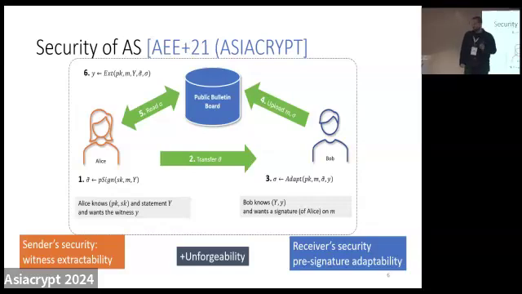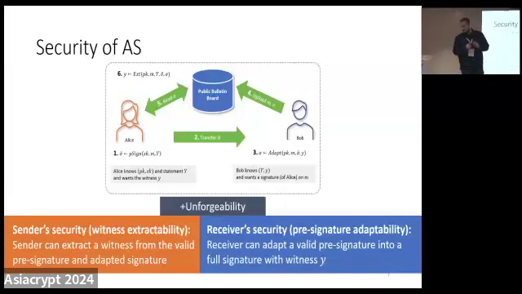So let's talk about the security of adapter signatures. Ariel and coauthors, at Asiacrypt 2021, formalized the security. We have the unforgeability, of course, of the underlying signature scheme. We have the sender security, which is also named witness extractability, and receiver security, which is named pre-signature adaptability. So what is witness extractability? In principle, what we want is that a sender that knows a valid pre-signature and a valid signature will always be able to extract the corresponding witness. And what is the receiver security? What we want is that one who possesses a valid pre-signature with respect to some hard relation, and the witness, will always be able to adapt it and create a full, or adapted, signature.